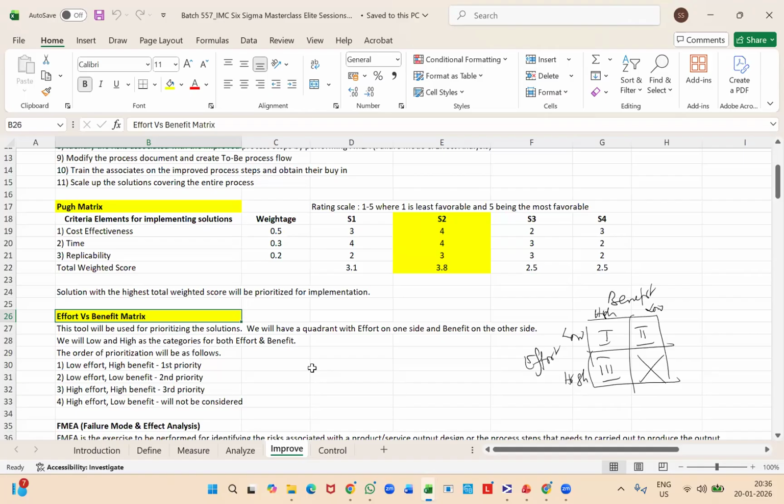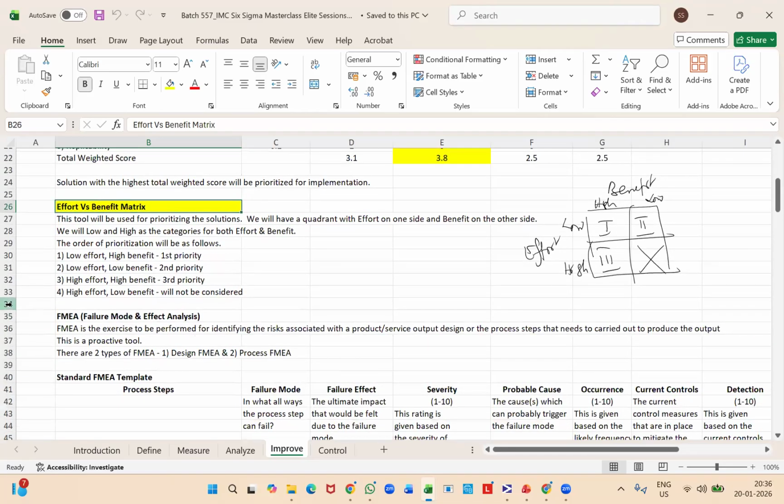The solution placed in the quadrant low effort and high benefit will be prioritized first. The solution placed in the quadrant low effort and low benefit will be prioritized second, and the solution placed in the quadrant high effort and high benefit will be prioritized third. And the final one, high effort and low benefit solutions, will not be considered at all.